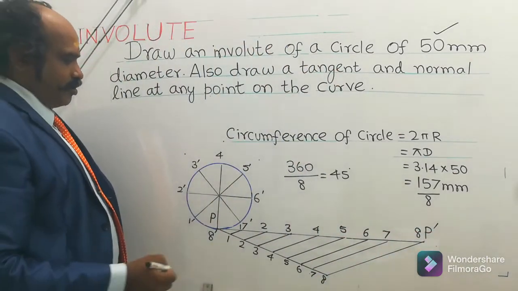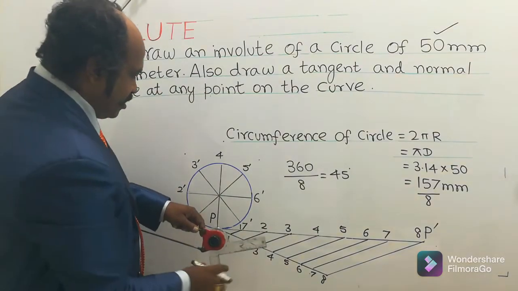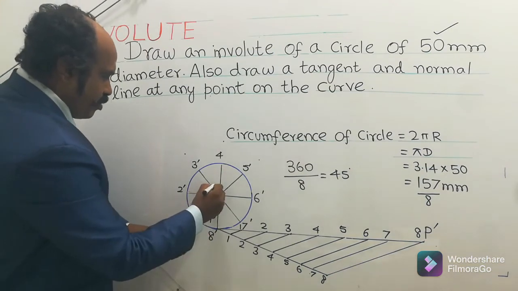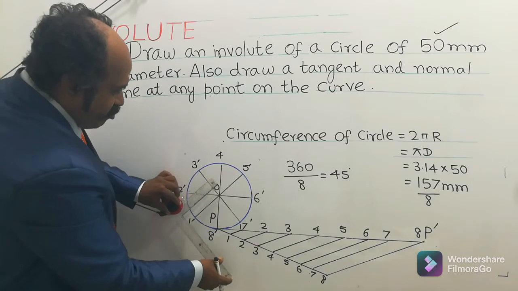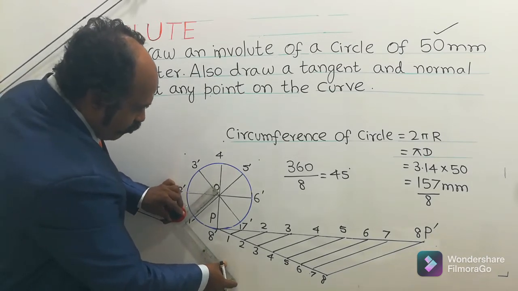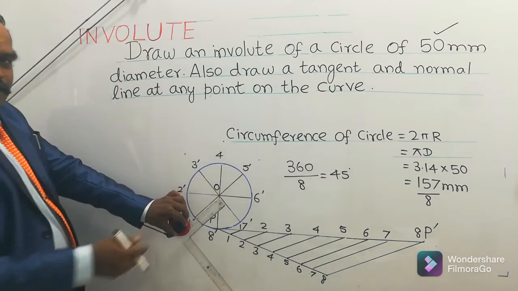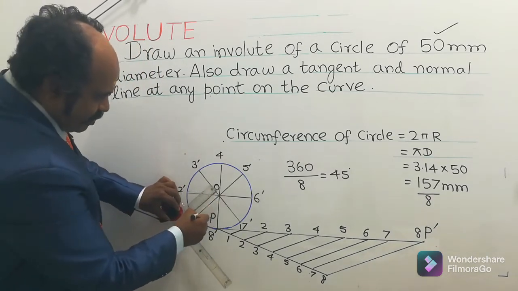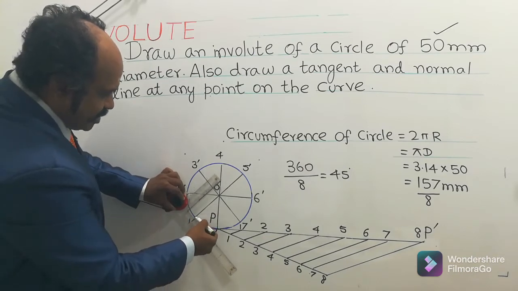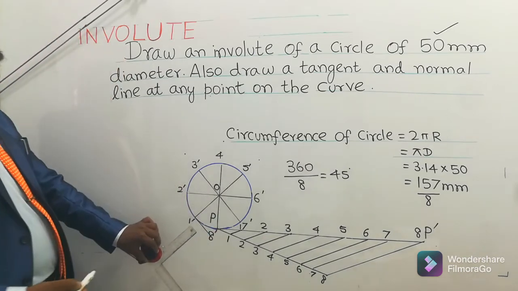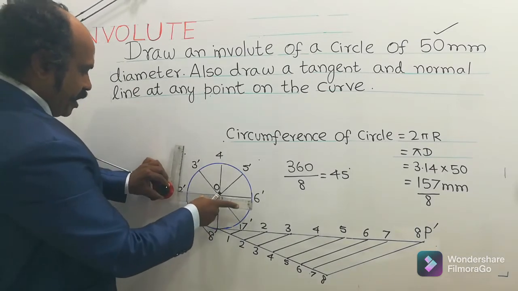Okay, so now you draw several tangential lines. Release your draft scale and keep it on the center of the circle. This is the O point, the center of this circle. Keep the shorter scale over the O1 dash line, and we draw the tangential line. Using another longer scale, you draw the line. Understand? Release, rotate anti-clockwise, and loosen it.